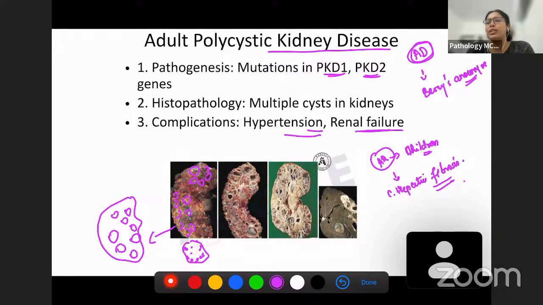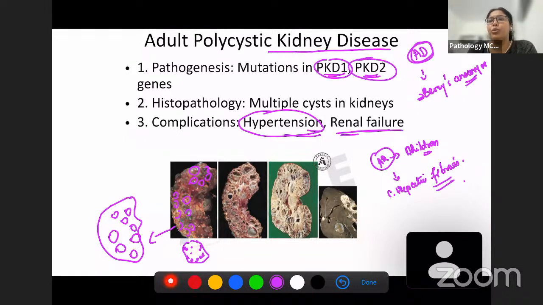Adult polycystic kidney disease will present with hypertension in adult stage. It can lead to renal failure. Also remember the association with berry aneurysms and urine findings. Remember the mutations PKD1 and PKD2, and adult polycystic kidney disease is an autosomal dominant condition. These are a few points which you can write in the short notes.